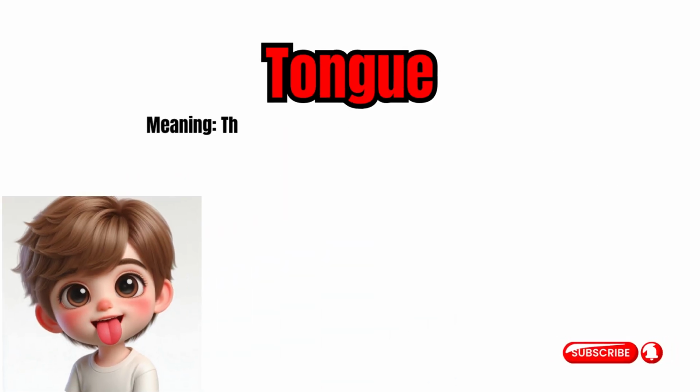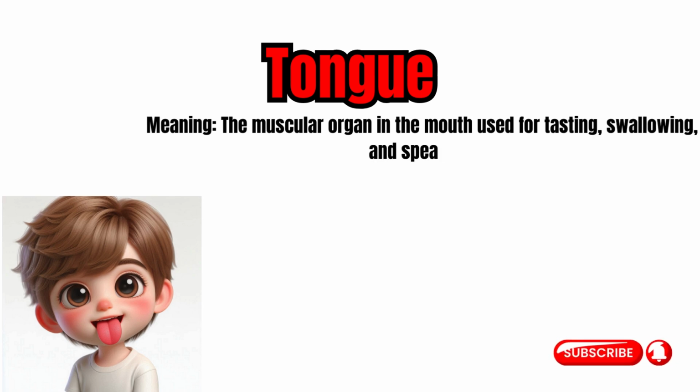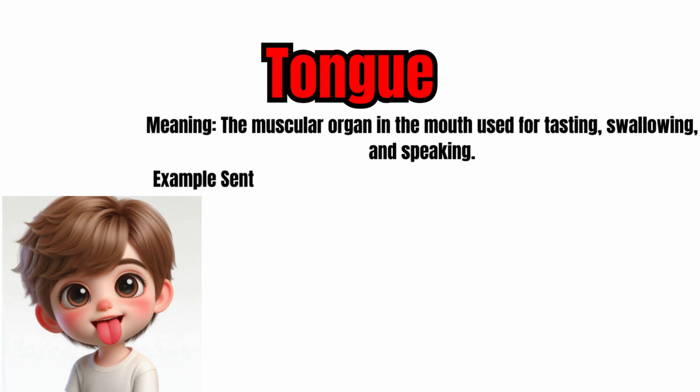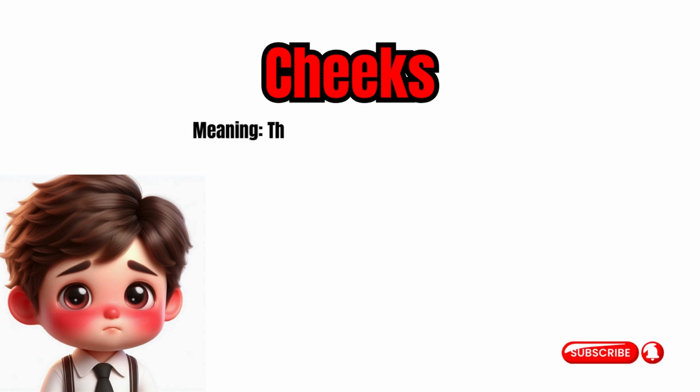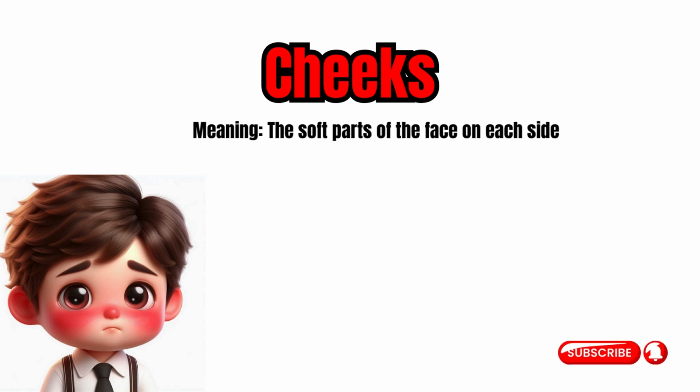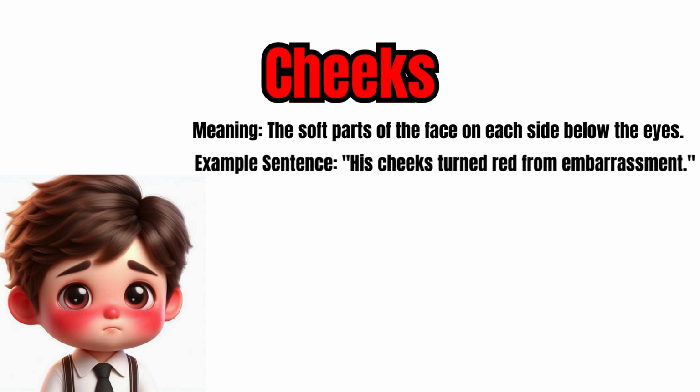Tongue, meaning the muscular organ in the mouth used for tasting, swallowing, and speaking. Example sentence: he stuck out her tongue playfully. Cheeks, meaning the soft parts of the face on each side below the eyes. Example sentence: his cheeks turned red from embarrassment.